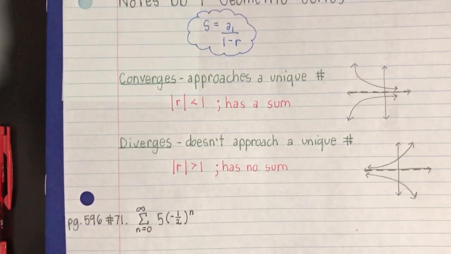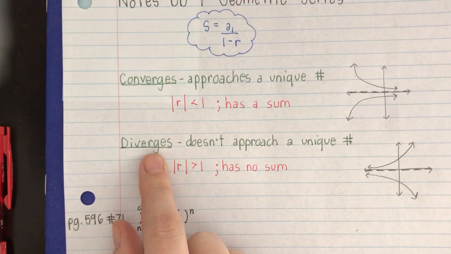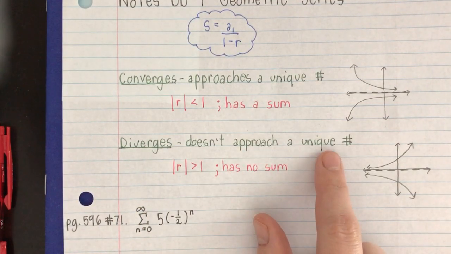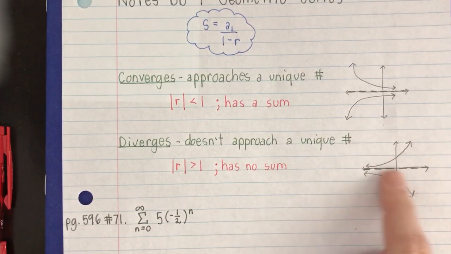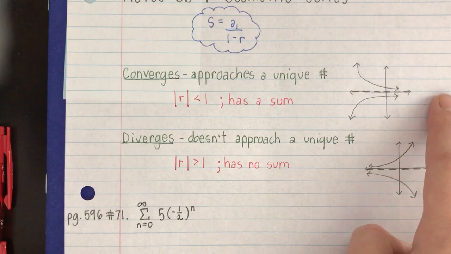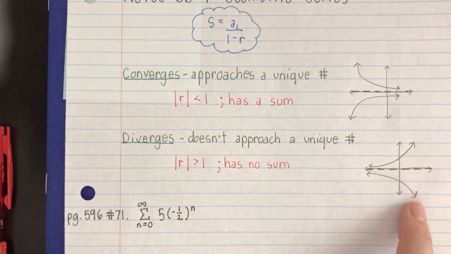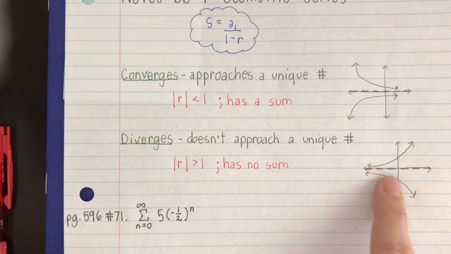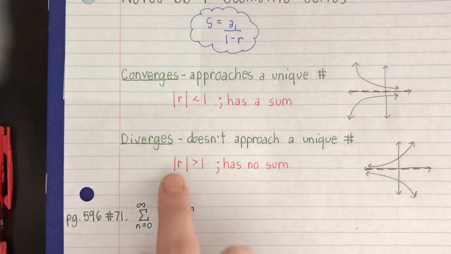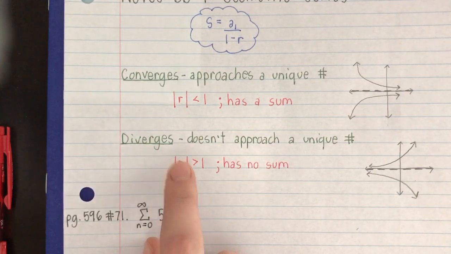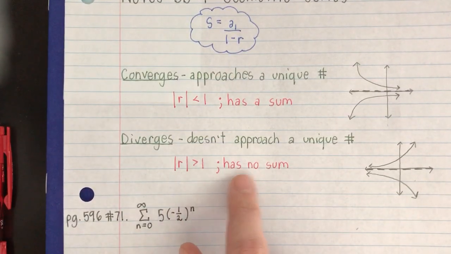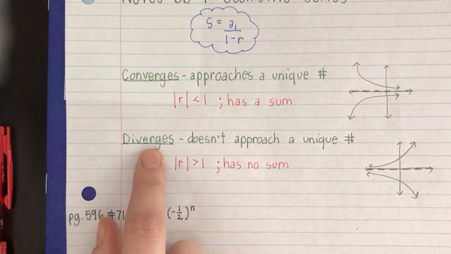We also have the case where the geometric series diverges, so it doesn't approach a unique number. Look at what's happening in both of these graphs as x goes to infinity. This number is going to keep getting larger and larger exponentially, and this value for this specific graph is going to keep getting smaller and smaller. It's not approaching a number. This occurs when the absolute value of r is greater than 1. We say that the geometric series has no sum in this case. It's a divergent geometric series.